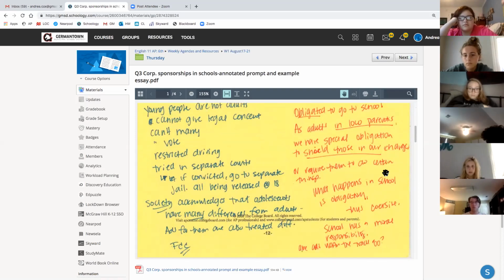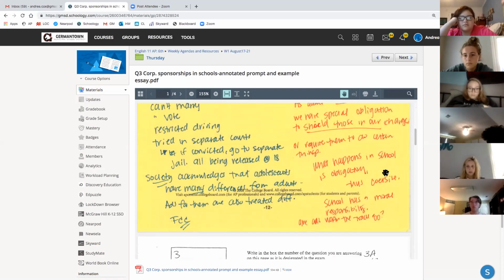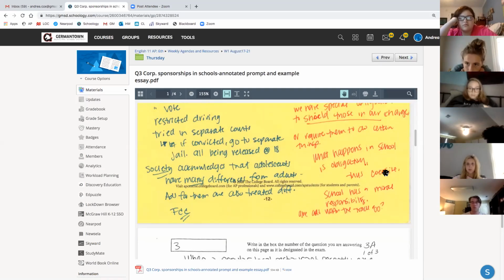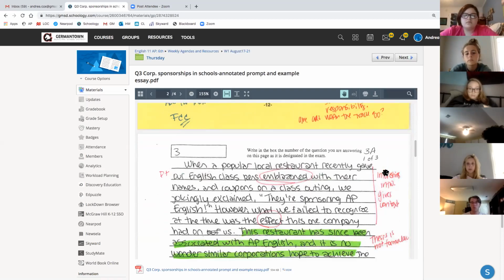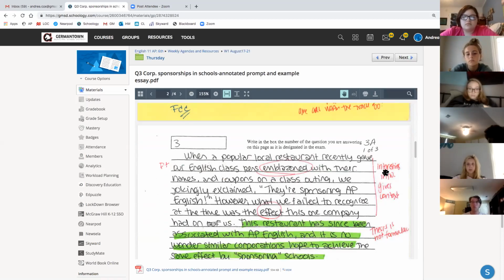Well, I just wanted to show you my thought process on this to model it for you. And then that way on the next one, you guys kind of know where I'm coming from and what to expect. So the last thing we're going to do today is look at this essay. I'm going to read it to you. It's all color coded except for the first two sentences.